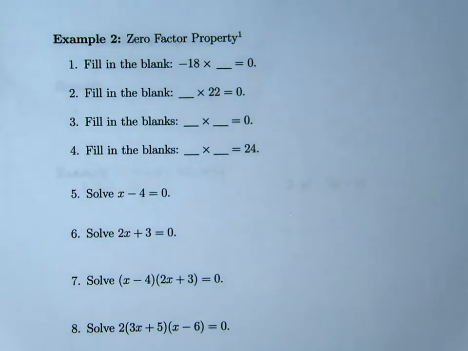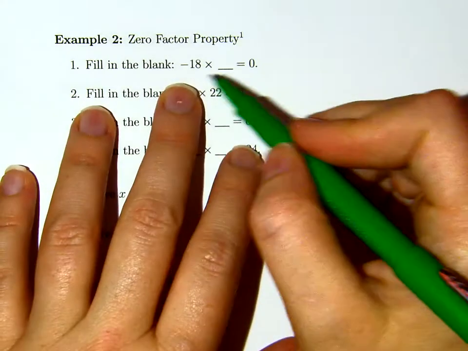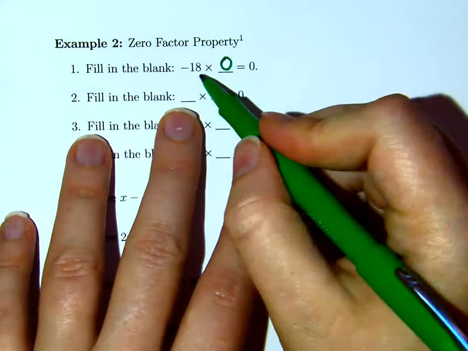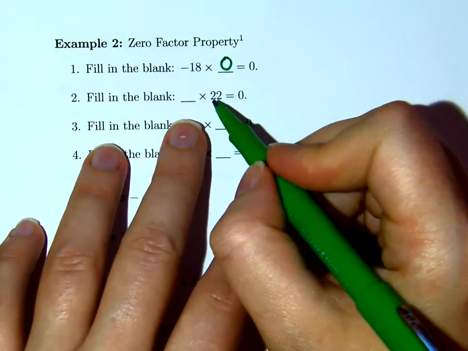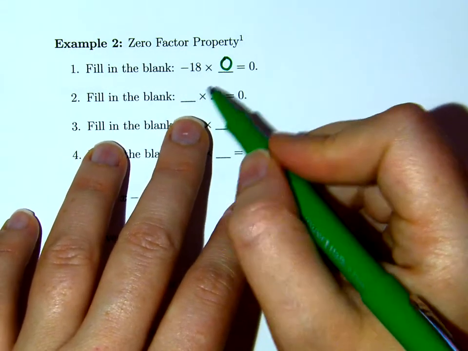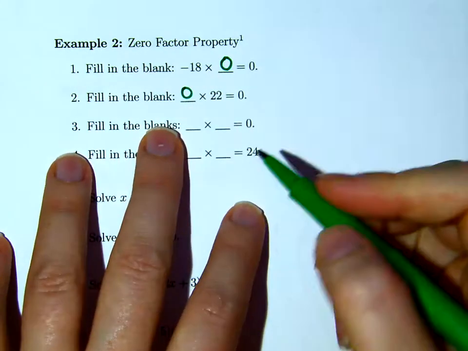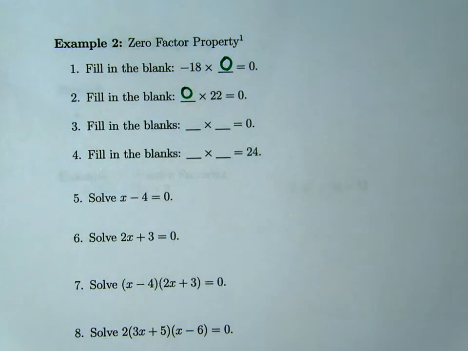We have the zero factor property because it's going to be that extra thing we need in order to solve. Fill in the blank. Negative 18 by how much equals 0? 0. 18 zeros make 0. How many 22 times is 0? Well, only 0 22 times is 0.